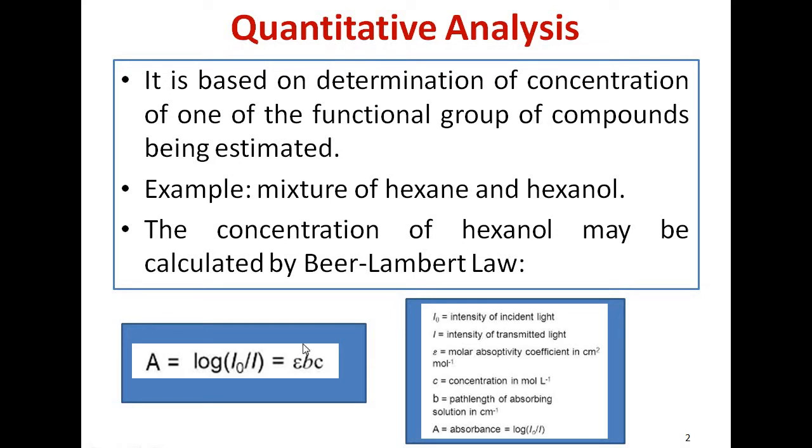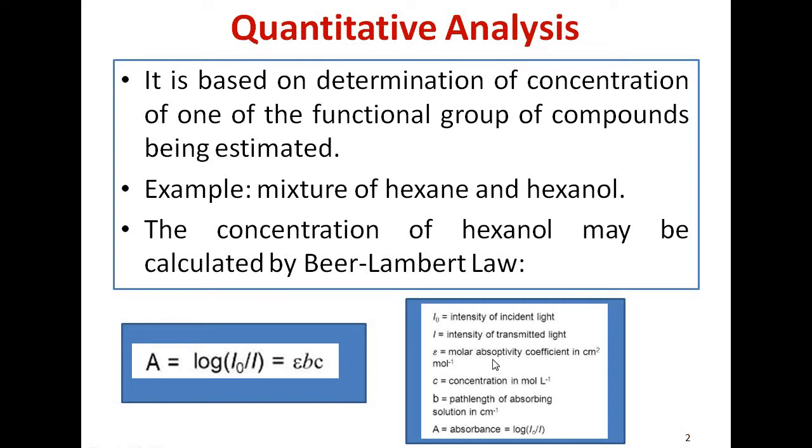As we have already discussed, the formula of the Beer-Lambert law is A equals log I naught upon I, which can also be written as epsilon bc, where I naught is the intensity of the incident light, I is the intensity of the transmitted light, epsilon is the molar absorptivity, and there are various methods for the calculation of this absorptivity, which we will discuss further in the lecture. c is the concentration, b is the path length, and A is the absorbance. So this absorbance can be calculated by using this formula by various methods.